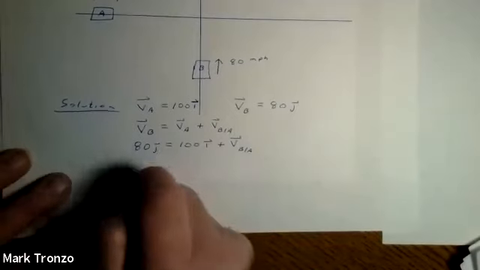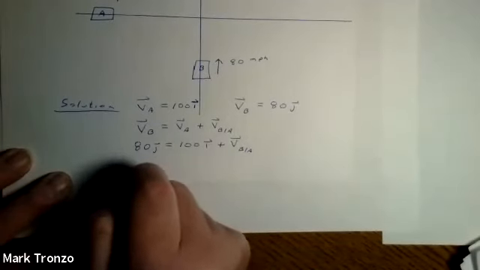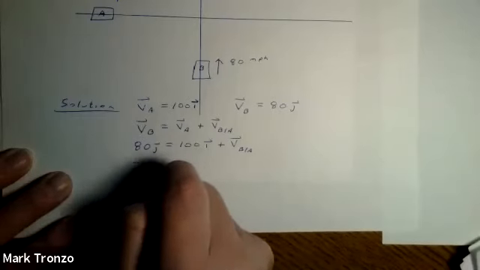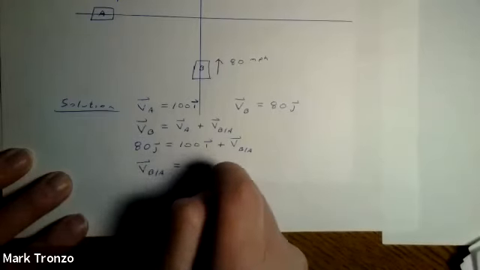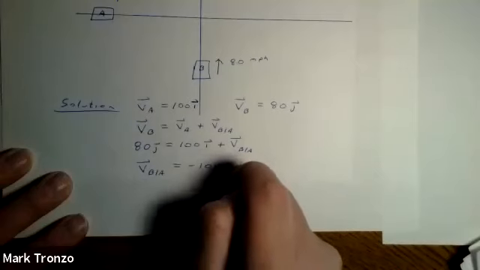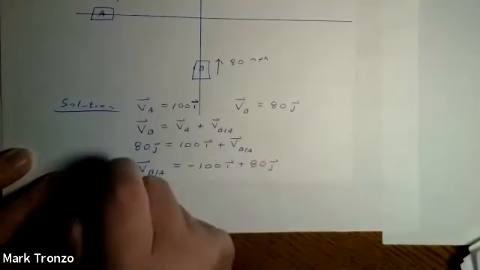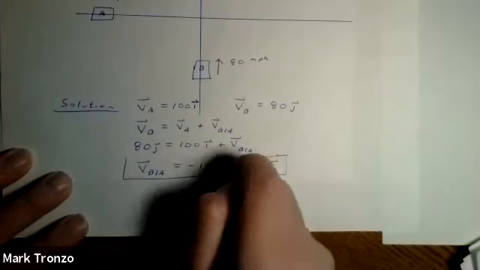Solve for VB over A. And we get 100I plus 80J. Like that.